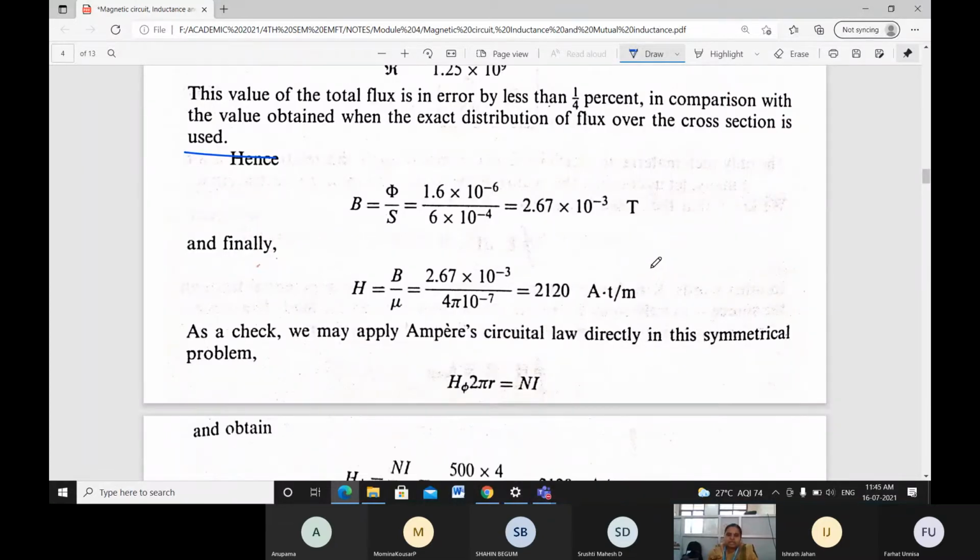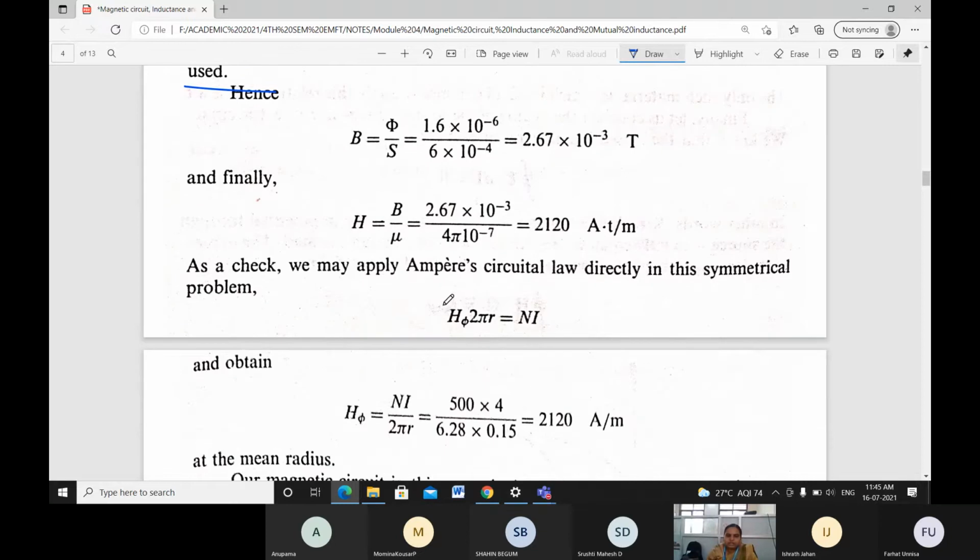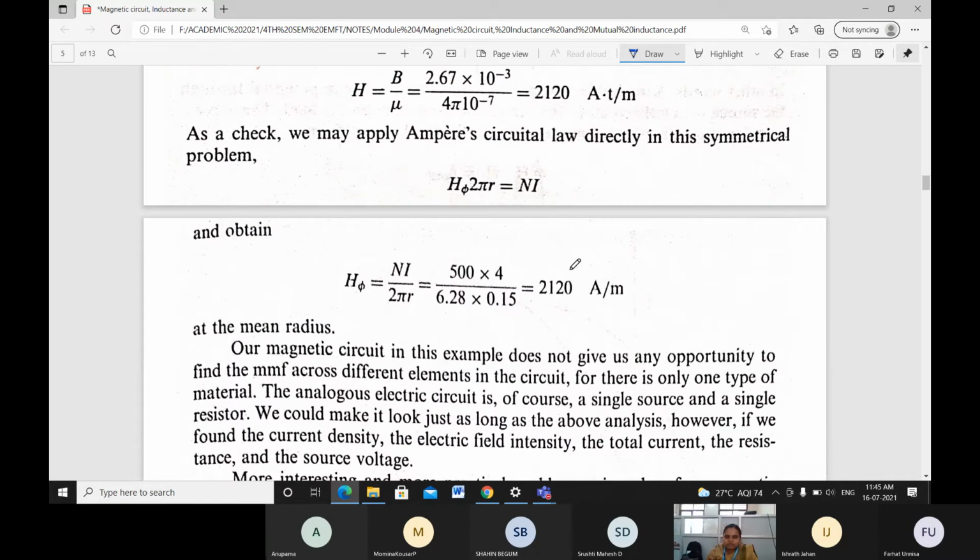Based on this, what analysis are we going for? We are applying Ampere's circuital law directly to the symmetrical problem we are taking. Therefore, H times 2 pi r is equal to NI. Then H is NI divided by 2 pi r. Use the equation and substitute, and you will get almost the same 2120 amperes per meter. This is at the mean radius.